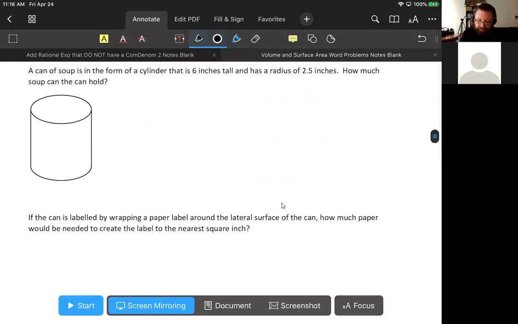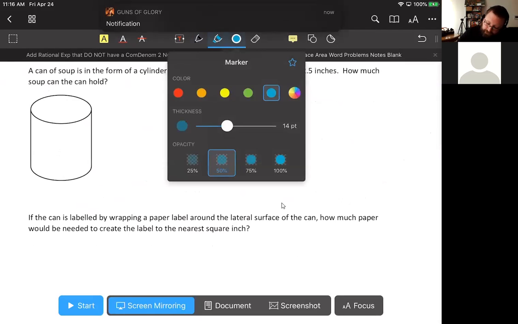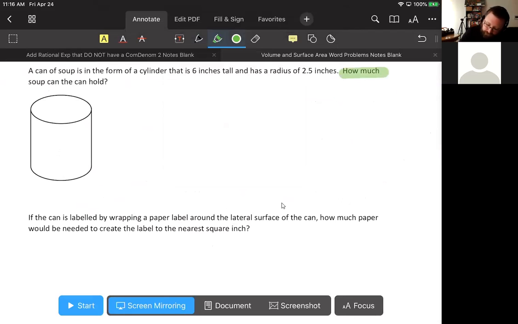A can of soup is in the form of a cylinder that is 6 inches tall and has a radius of 2.5 inches. How much soup can the can hold? So, again, that phrase at the end there, how much soup can the can hold, tells us what we need to do here. That is implying we need the volume of this cylinder, okay?